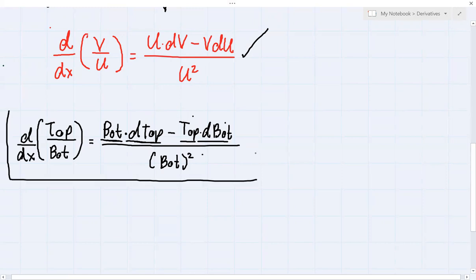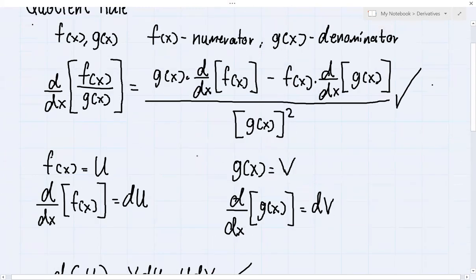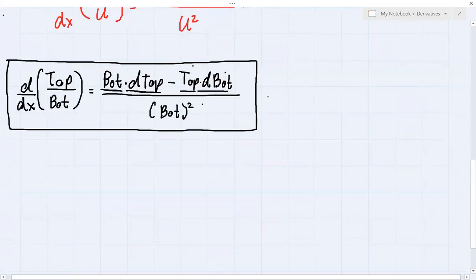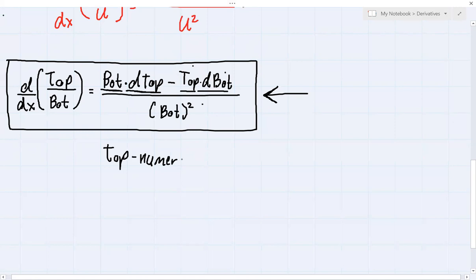So which one would you prefer? For me, this one. Rather than using UV or the original long formula, I would rather use this because this one is easy. Of course, common sense: when you say top, that means the numerator. The bottom means the one in the denominator. Let me write it here. Top means numerator, it's on top, basically. Common sense. Then bot, in short for bottom, means its denominator.